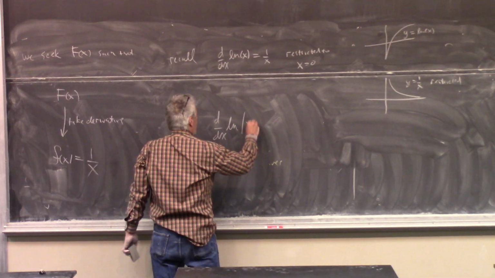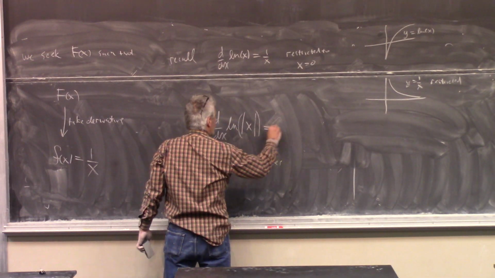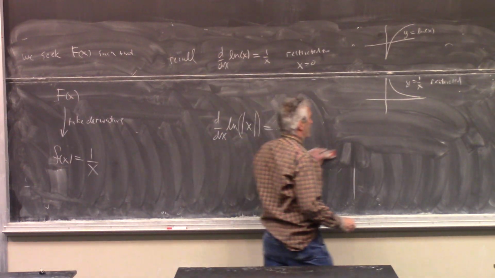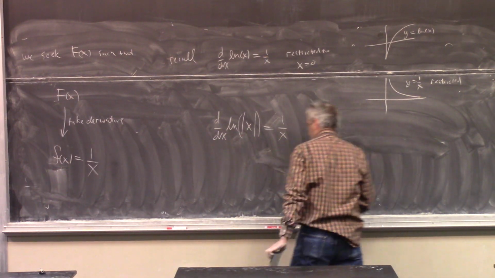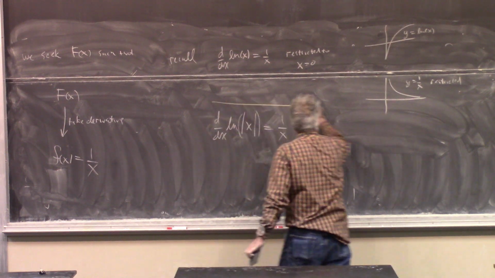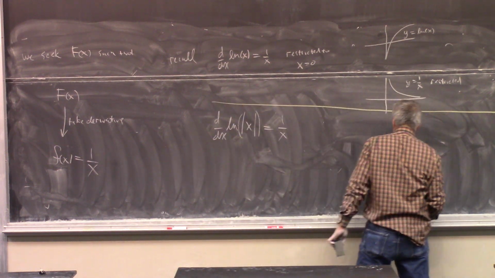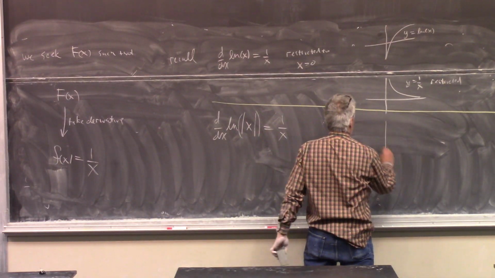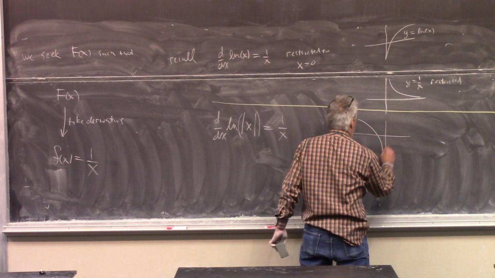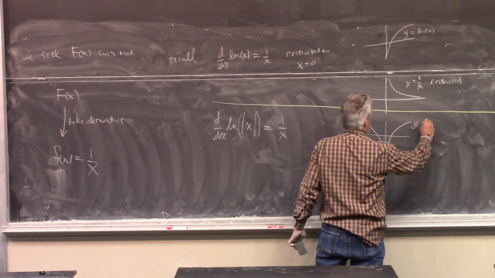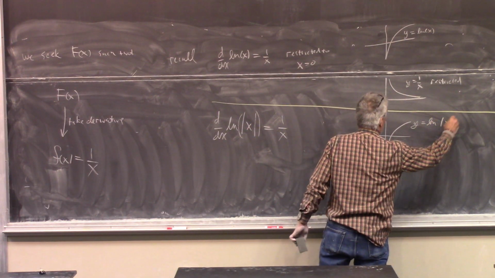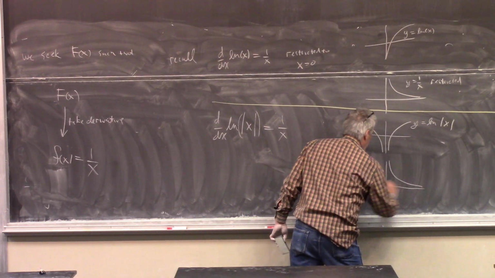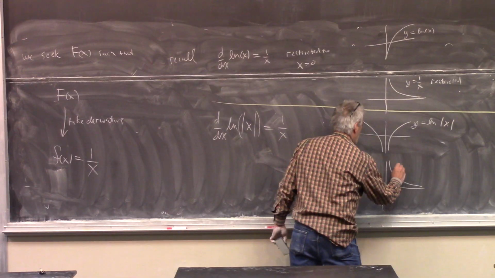But there's another thing that I presented. If I take the ln of absolute value of x, I also get 1 over x. And it's not restricted. And so it looks very similar, except there's kind of a wing on the left side as well. So here's the graph of y equals ln of absolute value of x. And here's the graph of y equals 1 over x, unrestricted.